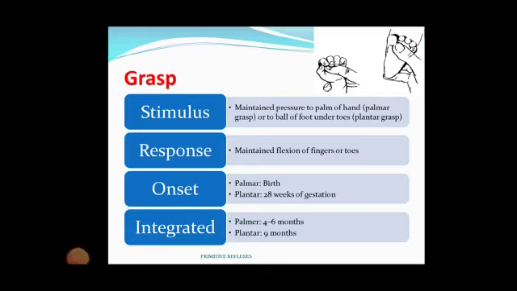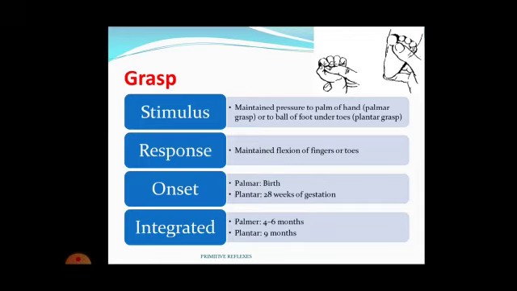Now for the grasp reflex. As you can see, the grasp reflex will be checked in the upper limb as well as in the lower limb. If you are checking in the upper limb, that is in the hand, it will be known as palmar grasp, and if you are checking in the lower limb, that is in the foot, it will be known as plantar grasp.